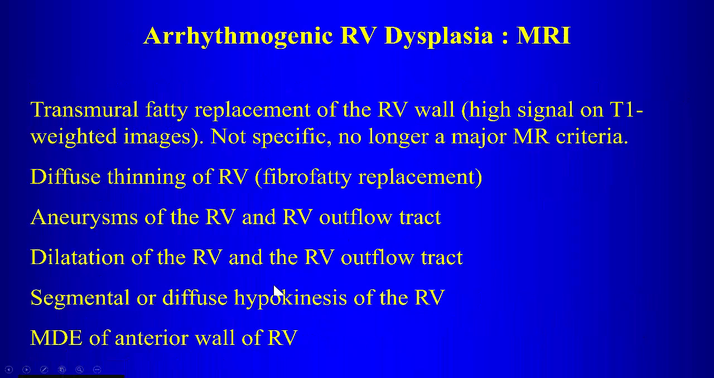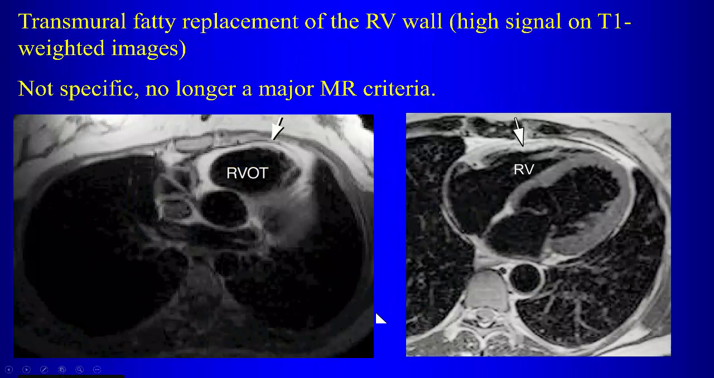Other findings you might have: a few years back, they talked about high signal along the free wall of the right ventricle. You might still see that, but that is not considered a major diagnostic criterion because it is too nonspecific. You might see aneurysms, diffuse thinning, dilatation of the right ventricle, hypokinesia, sometimes even abnormal delayed enhancement of the right ventricle. Those are other findings that you might also see.